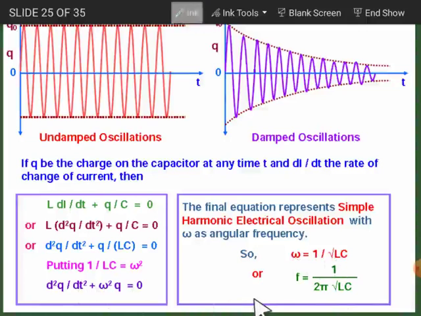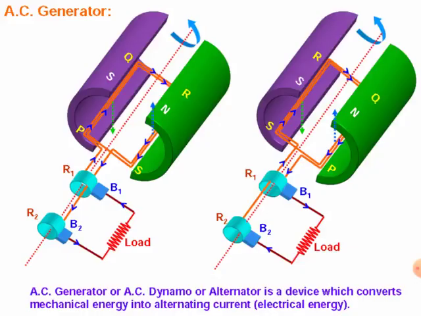Okay, now let's go to the AC generator. This is the cross-sectional diagram of the AC generator. In it, there will be two cylindrical pole pieces, one north and another south, like this. The magnetic field will be from north to south.